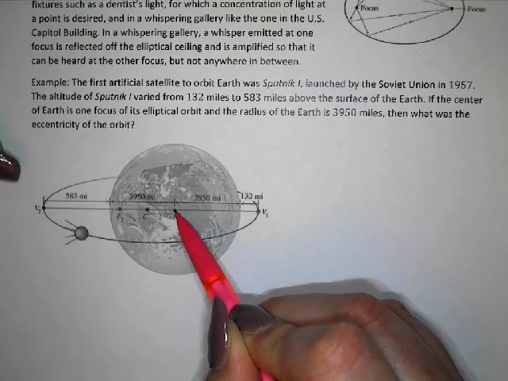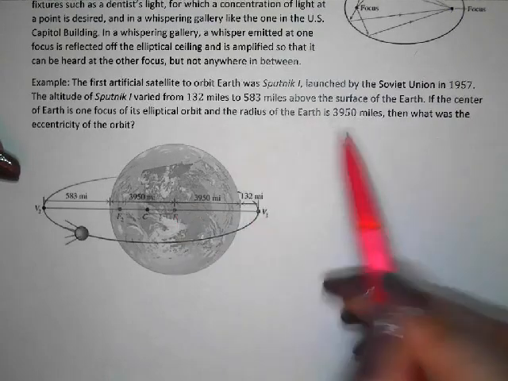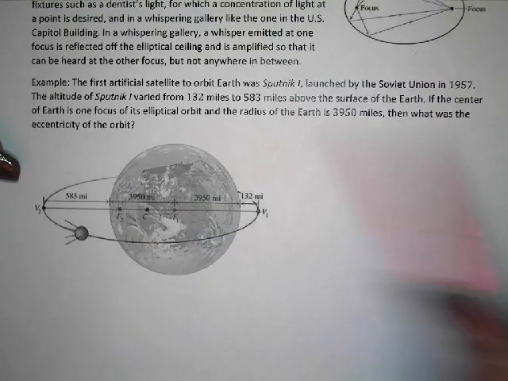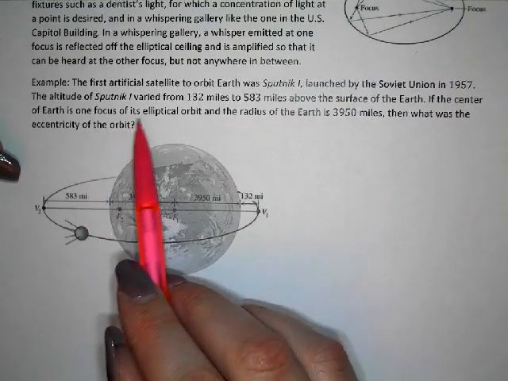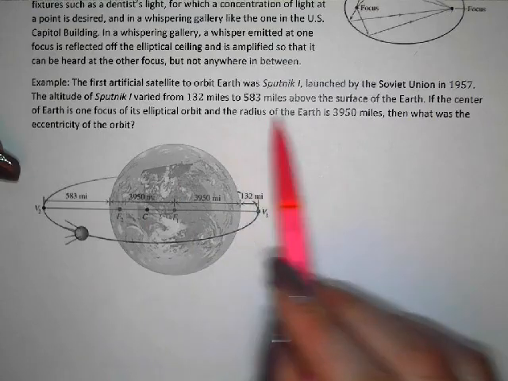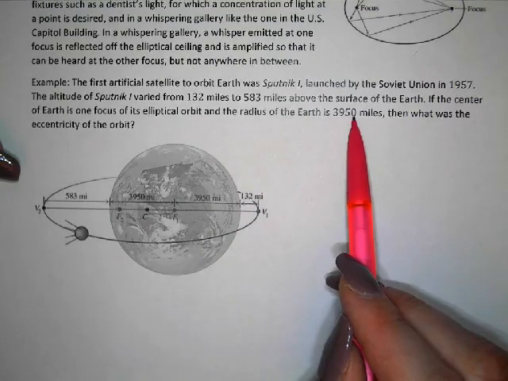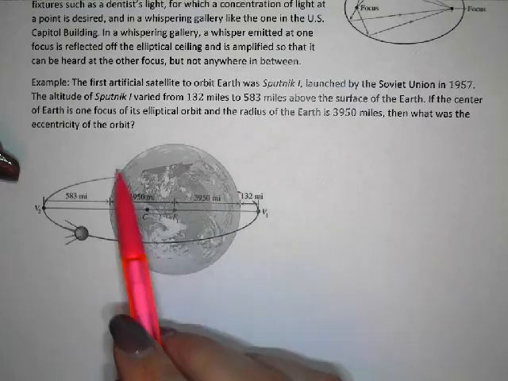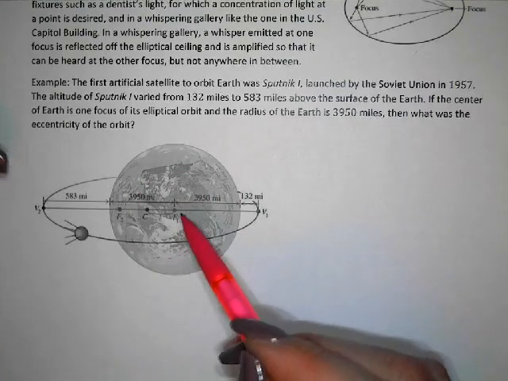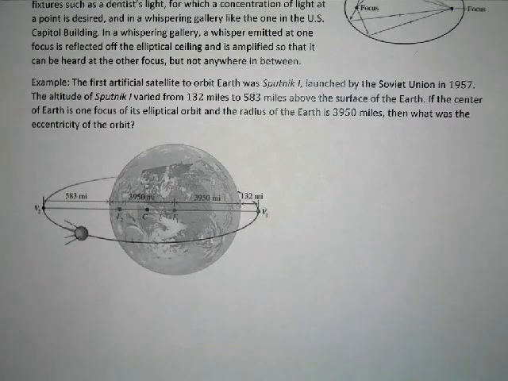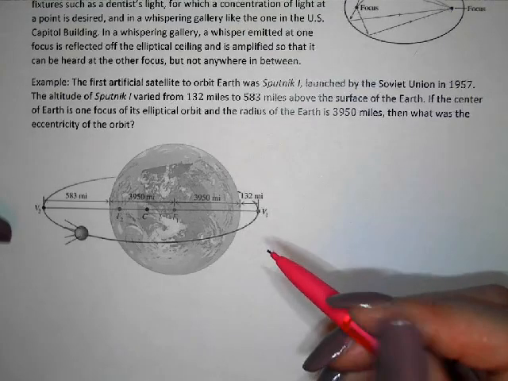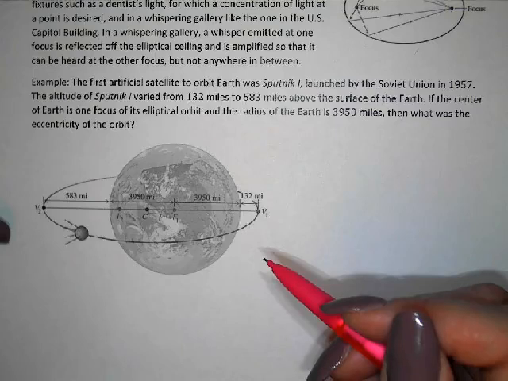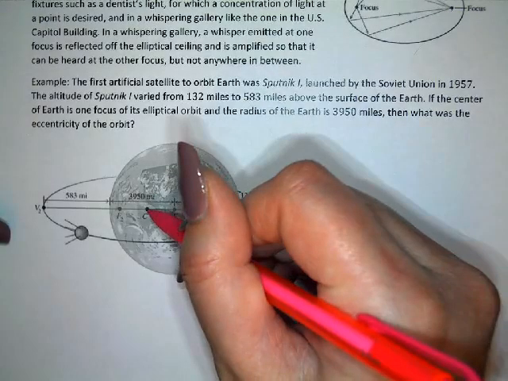If the center of the Earth is one focus of its elliptical orbit and the radius of the Earth is 3,950 miles, then what was the eccentricity of the orbit? So what I'm going to do is write all the information out. I'm going to label the picture as much as we can so that we can figure out what the eccentricity is. I'm going to make the center of the ellipse right here the origin.